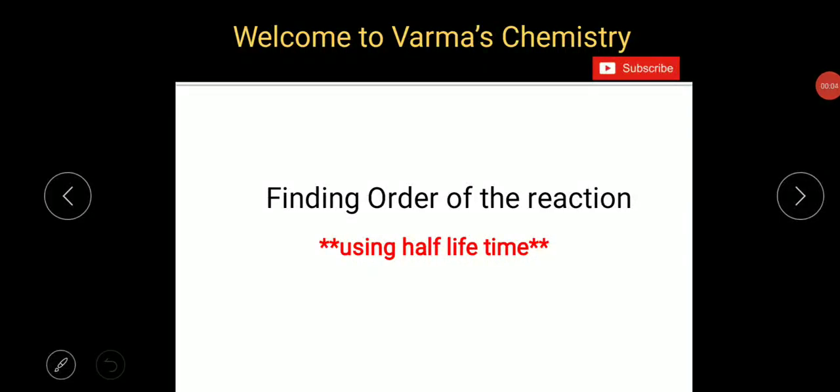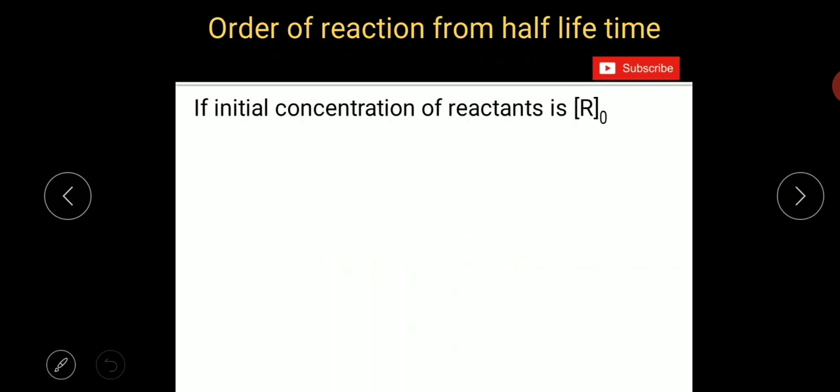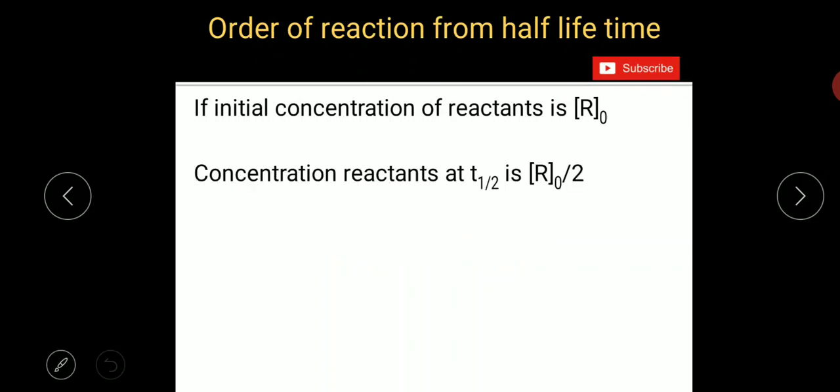In this video, we are going to discuss how to find out the order of the reaction using half-life time. The definition of half-life time is the time taken for the conversion of half of the initial concentration of reactants into products. I repeat, the time taken for the conversion of half of the initial concentration of reactants into products is called half-life time. If the initial concentration of reactants is R naught, in half-life time, the concentration of reactants remaining will be R naught by 2.